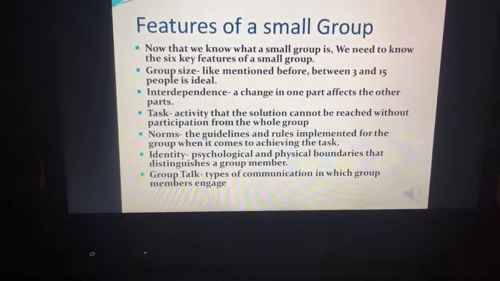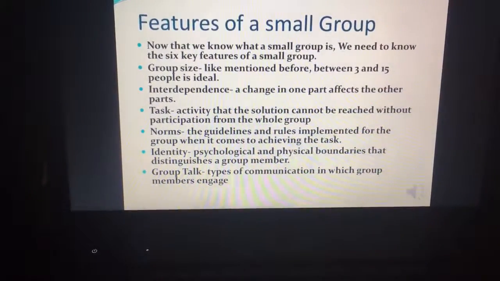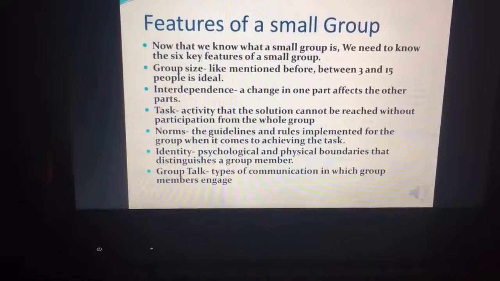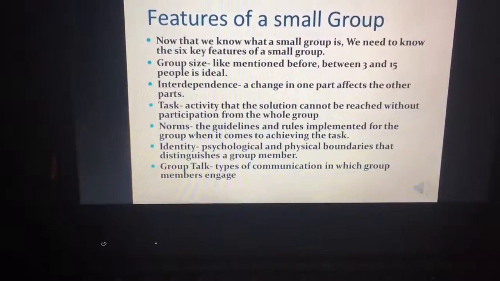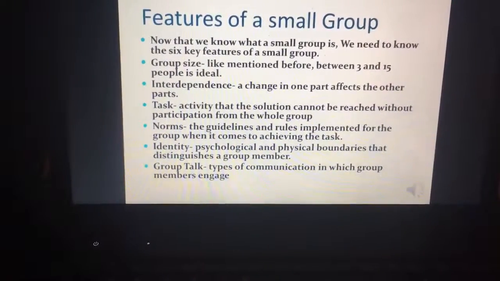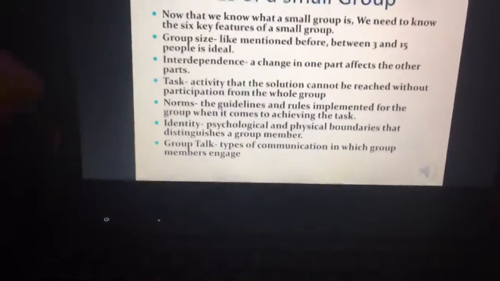Norms, the guidelines and rules implemented for the group when it comes to achieving the task. Identity, psychological and physical boundaries that distinguish a group member. Group talk, type of communication in which group members engage.